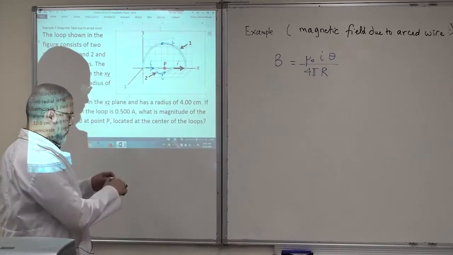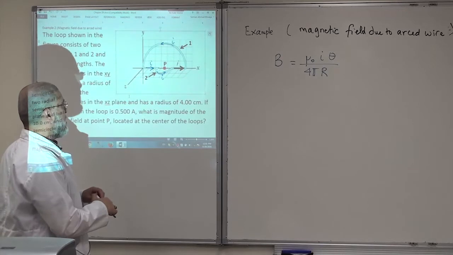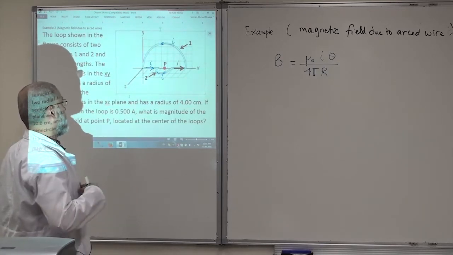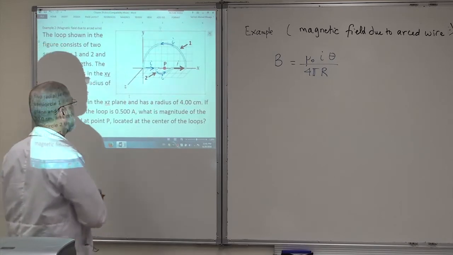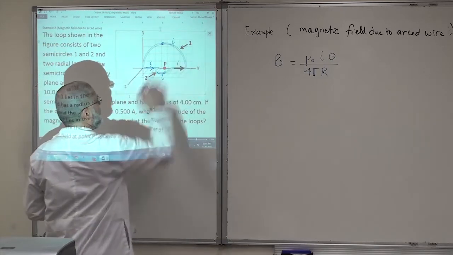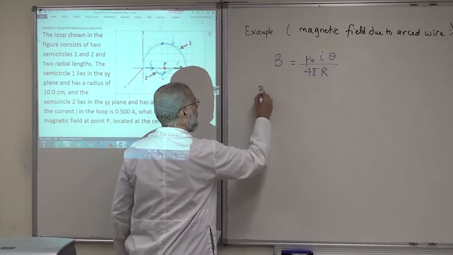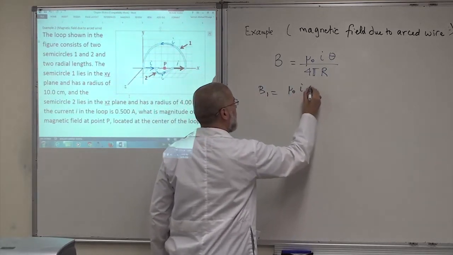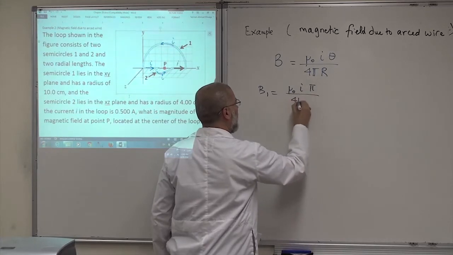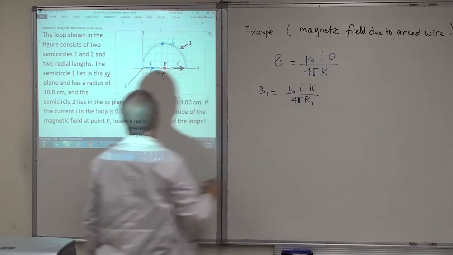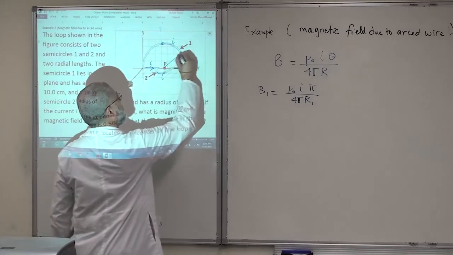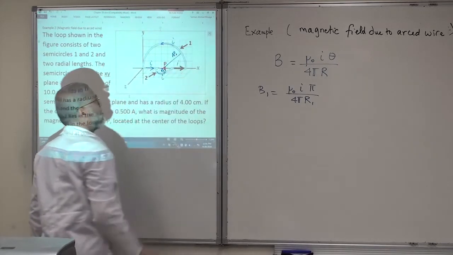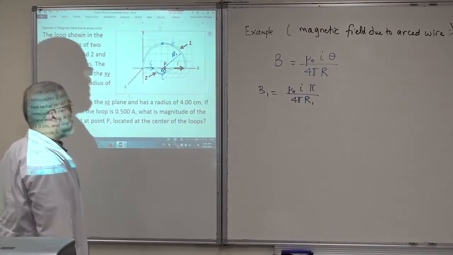But this time, be careful, the 2 vectors B are not in the same plane. They are in different planes. Actually, they will be perpendicular to each other. Let's take wire number 1. I'm going to call it B1. B1 is mu 0 I pi over 4 pi R1. This is the radius R1. And that's the radius R2 for the small wire, for the small arc.